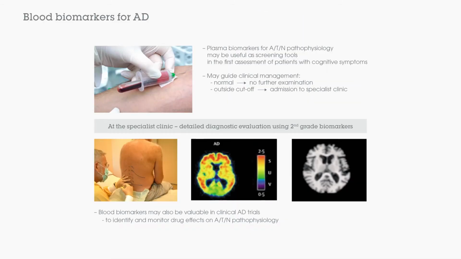Recently there has been great technical development in blood biomarkers, and this is based on new techniques which we call ultra-sensitive assays, where you can measure really minute amounts of a protein in blood samples, meaning serum or plasma samples. And this has enabled us to measure more or less all of these AD biomarkers, A-beta, tau, neurofilament light, and also phospho-tau in plasma samples.